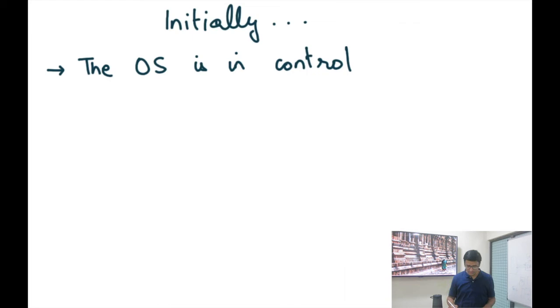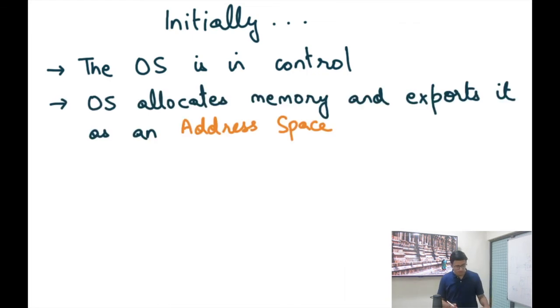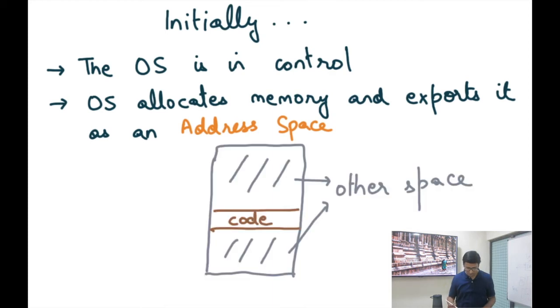And initially the OS is in control. The OS allocates memory and exports it as an address space. So we just discussed this. And so if I was to draw the address space as a rectangle, the meaning of this drawing is the following: each horizontal row in this figure represents an address, and let's say the addresses are increasing from bottom to top.